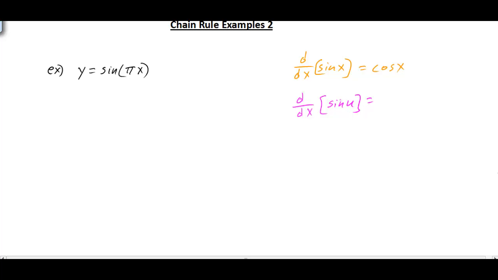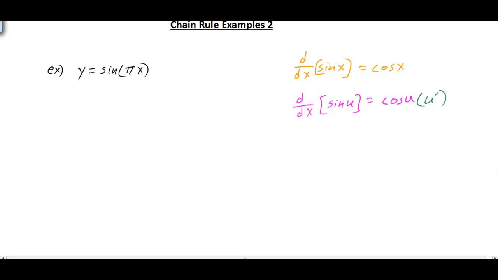So you'll notice they'll say if we're taking the derivative of the sine function, the derivative would be the cosine of u, but then you'll notice that it is actually then multiplied by the derivative of u. So essentially here, this is using the chain rule property. So that's what we have here with the sine of pi x.